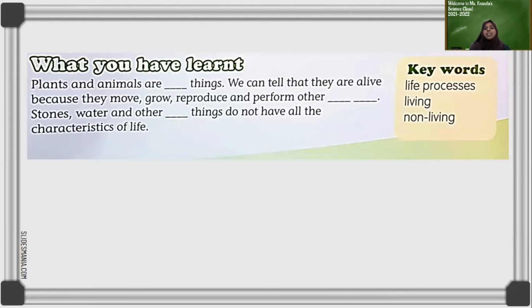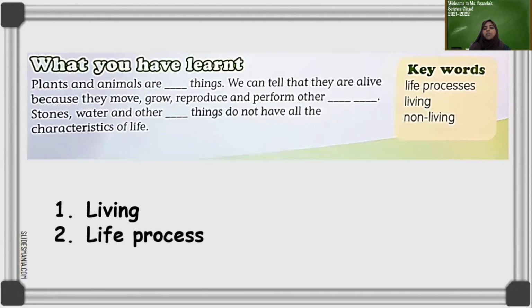We learned that plants and animals are living things. We can tell that they are alive because they move, they grow, they reproduce, and perform other life processes. Stones, water, and other non-living things do not have all these characteristics of life.